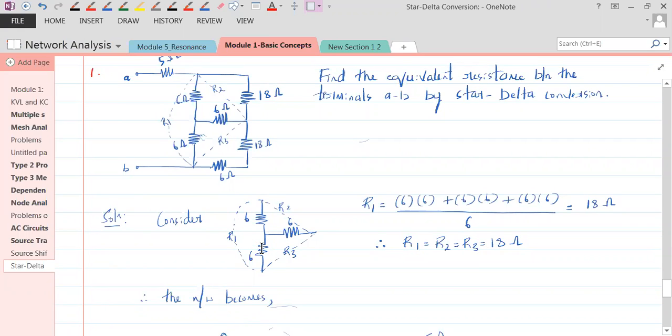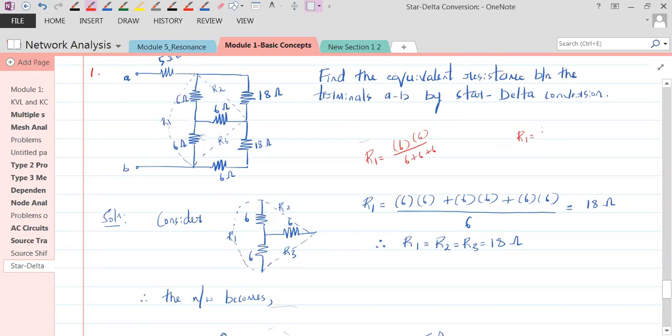Okay, and another mistake the students would do most of the times is this: they'll calculate R1 as this. Okay, this is wrong calculation. Let me tell you, what I'm doing is wrong, but students tend to do this. R1 is what? 6 into 6 divided by 6 plus 6 plus 6. Why? There are two equations we are looking at. Which are those two equations?